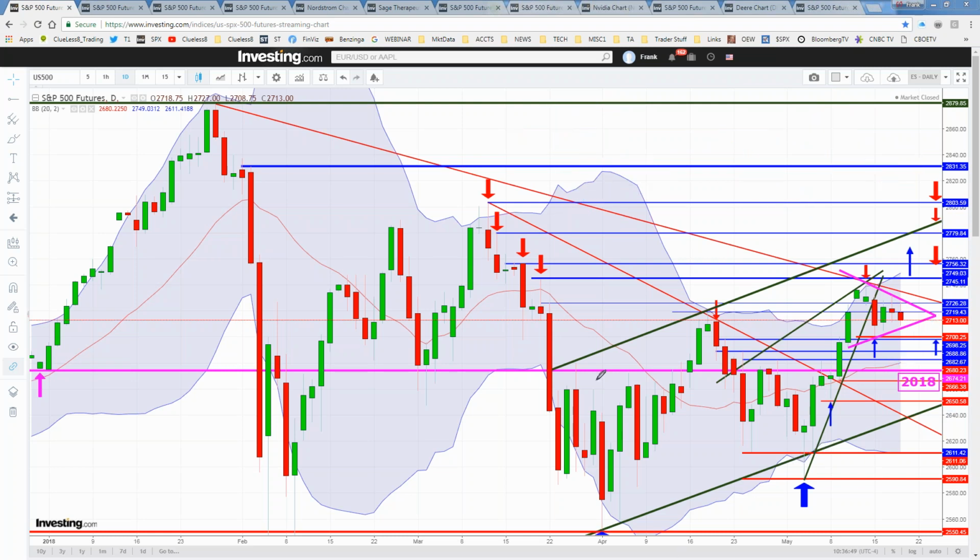So at this point, the channel is still intact. The wide channel is still intact. The flag is still intact. The levels, you can clearly see where they are.